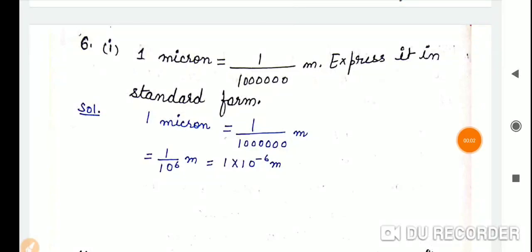Hello my dear students. In this video we are continuing our exercise 2B and our next question is question number 6, first part. 1 micron is equal to 1 by 10 lakh meter. Express it in standard form. Very easy.